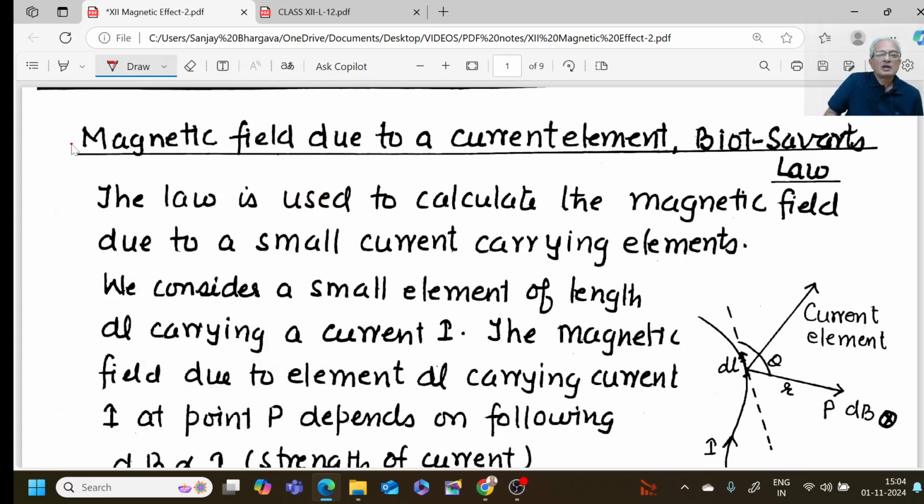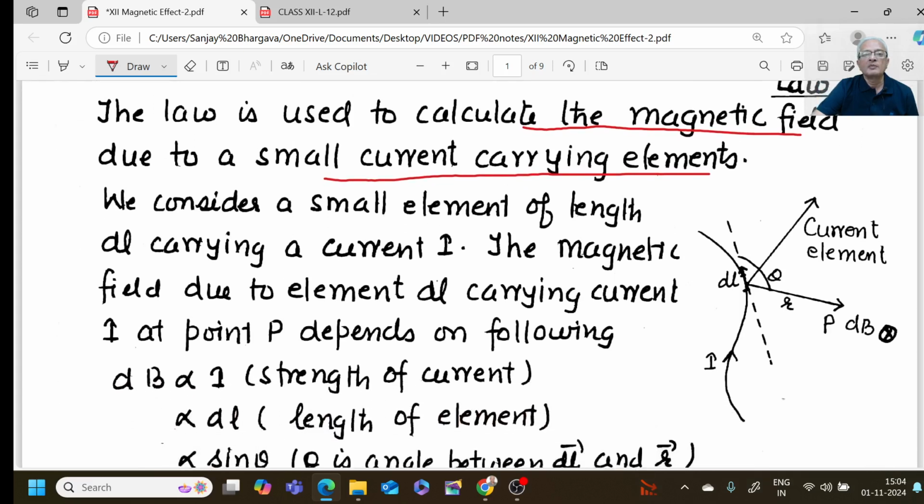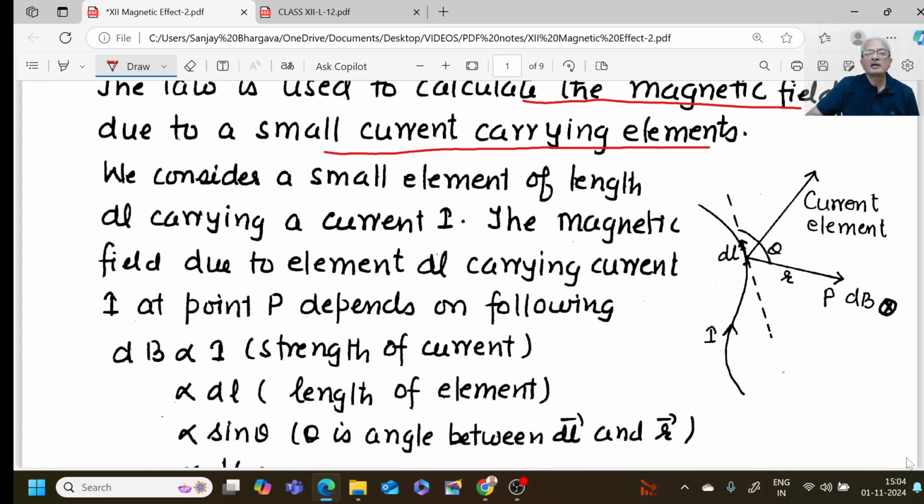The law is used to calculate the magnetic field due to small current carrying elements. We consider a small current carrying element of length dl carrying a current I. So this represents a conductor. We take a small dl here which carries a current I. The magnetic field due to element dl carrying a current I at the point P depends on the following.